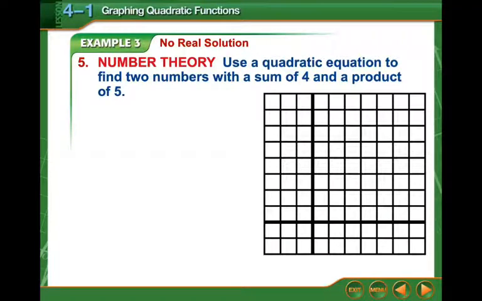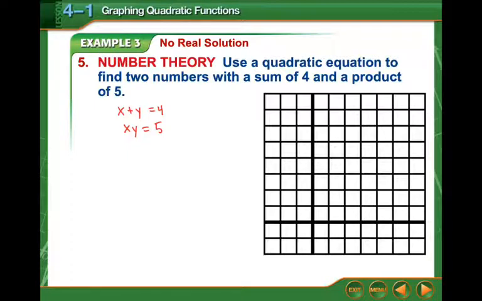So this one wants us to actually use a quadratic to solve this situation. So two numbers with a sum of 4. So that means we have x plus y equal to 4 and a product of 5. So xy equal to 5.